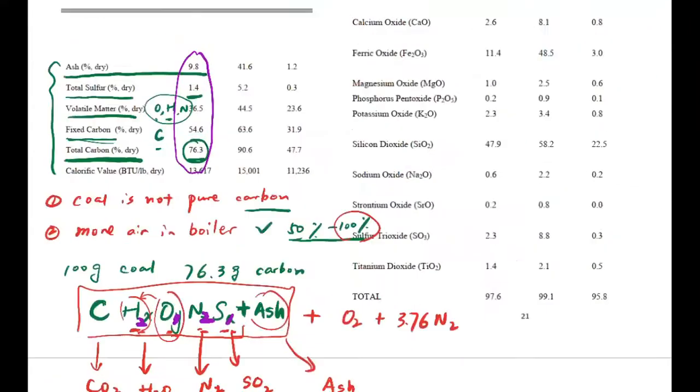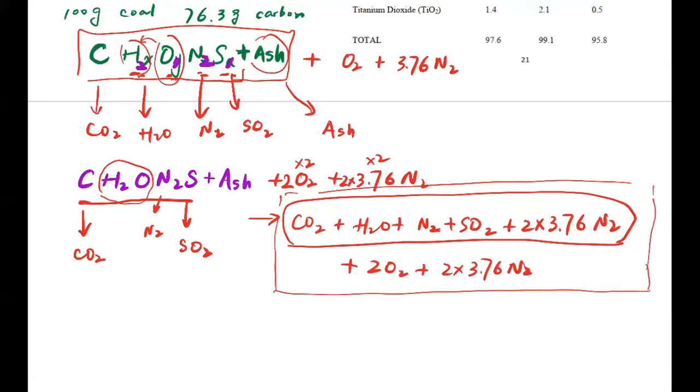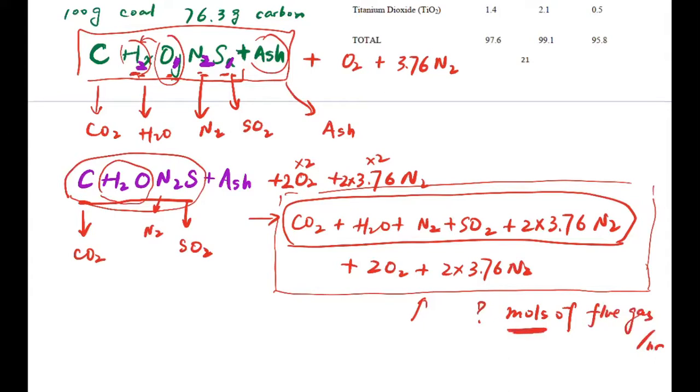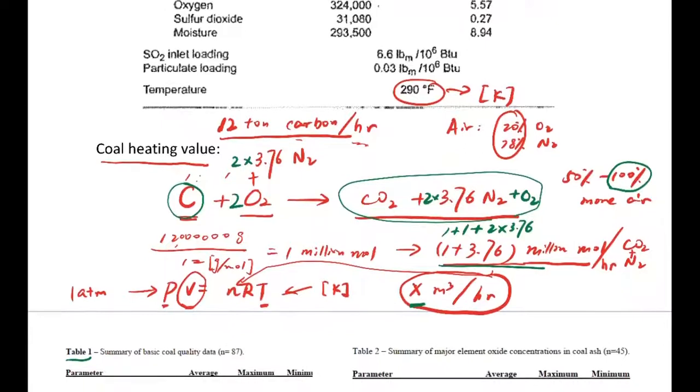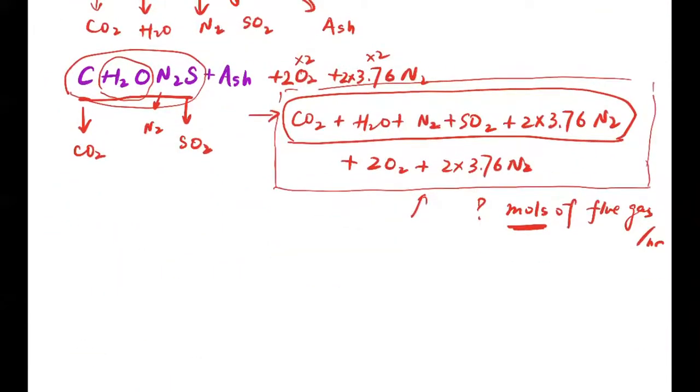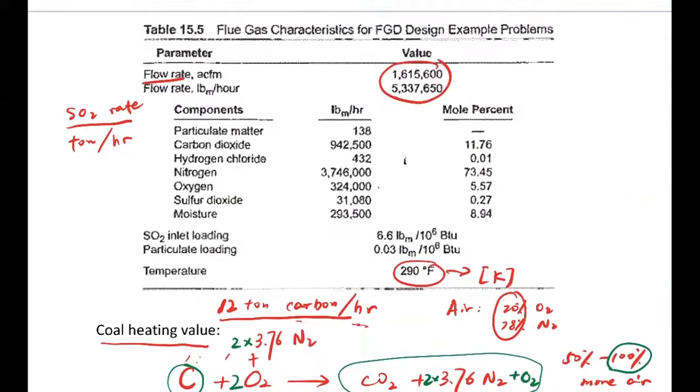So first, based on the heating value of the coal, we can calculate how many moles of the coal we need to combust per hour. What is the weight of the coal we need to combust per hour? Based on that, we can calculate how many moles of the flue gas per hour. If we know the number of moles of the flue gas per hour, we can use the ideal gas law again to calculate the volume of the flue gas. So from this process, you should be able to calculate the flue gas flow rate, right? And then with the flue gas flow rate, you can further design the pre-cleaner and also the ESP or the baghouse. Okay, so this is a general idea.